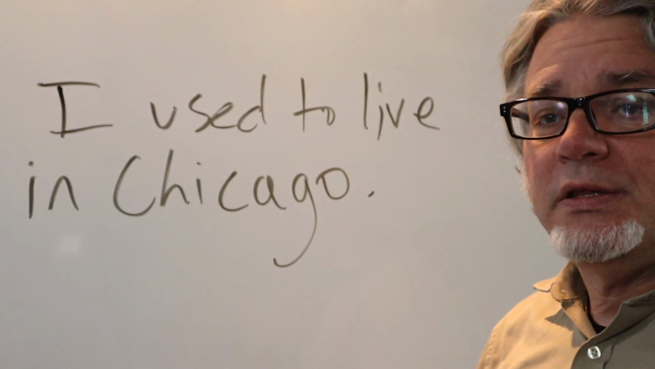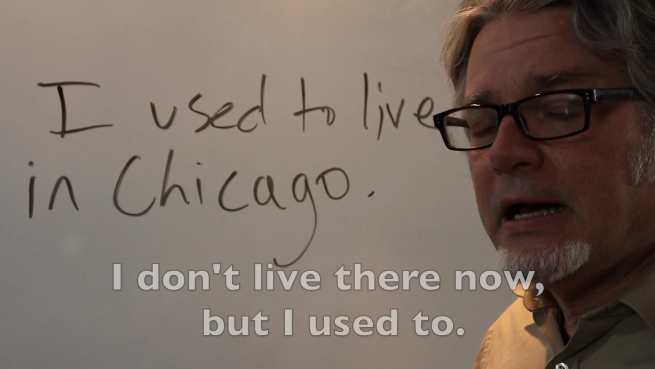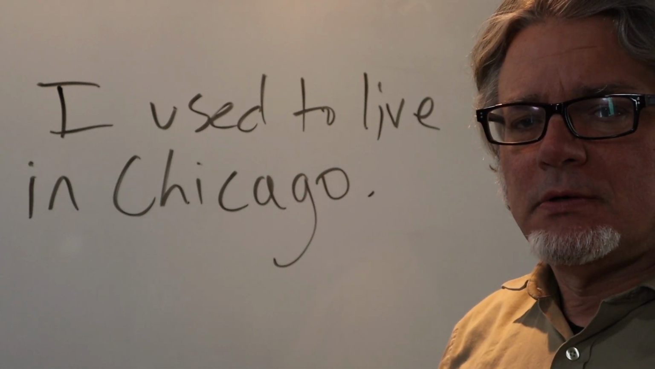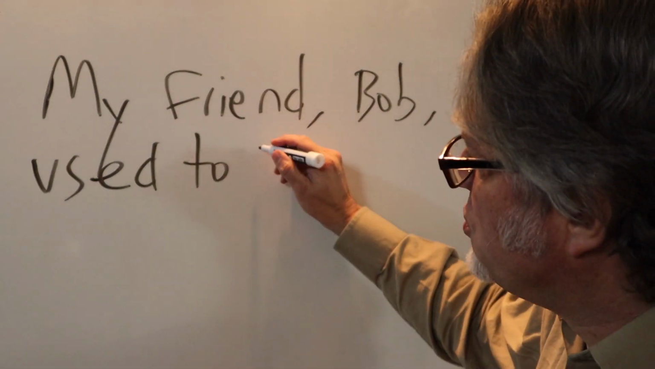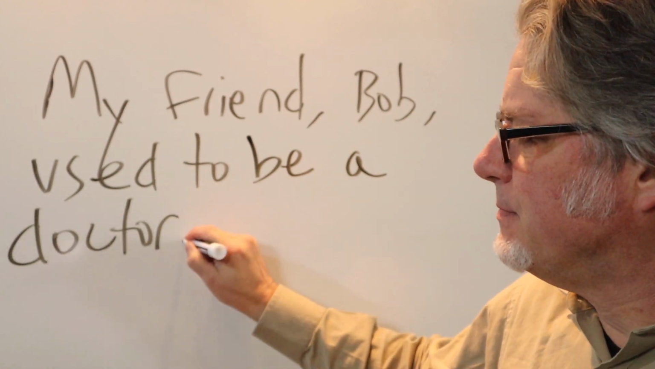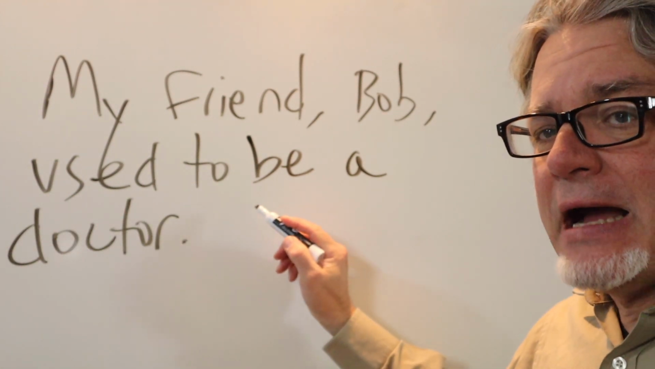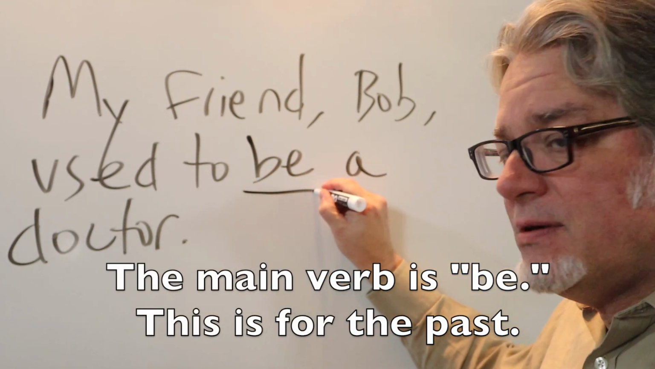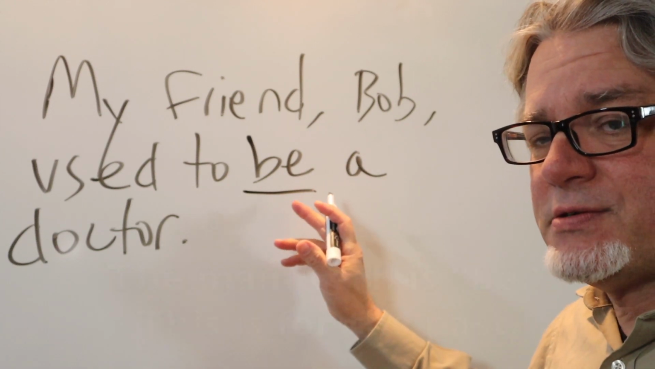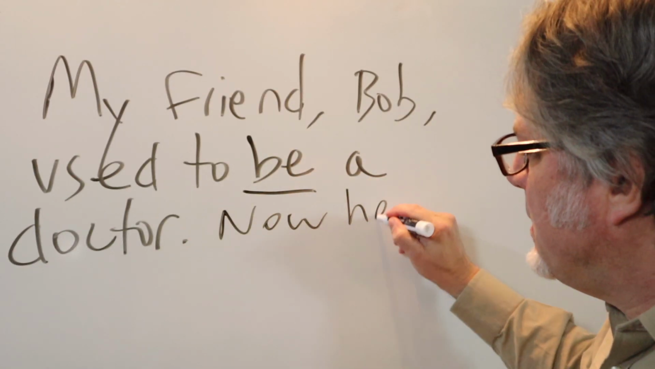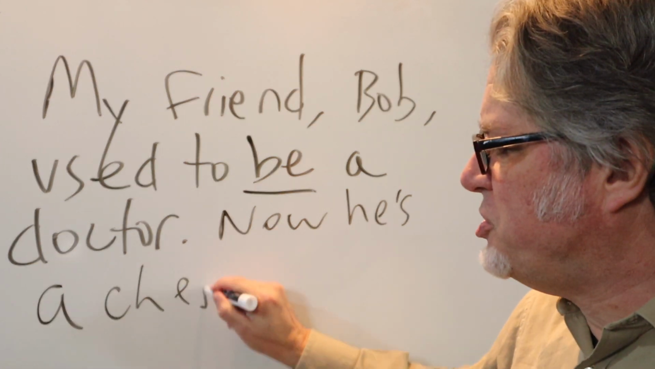I used to live in Chicago. I don't live there now, but I used to. My friend Bob used to be a doctor. He's not a doctor now. Notice that the main verb is be, and this is for the past. Now he's a chef.